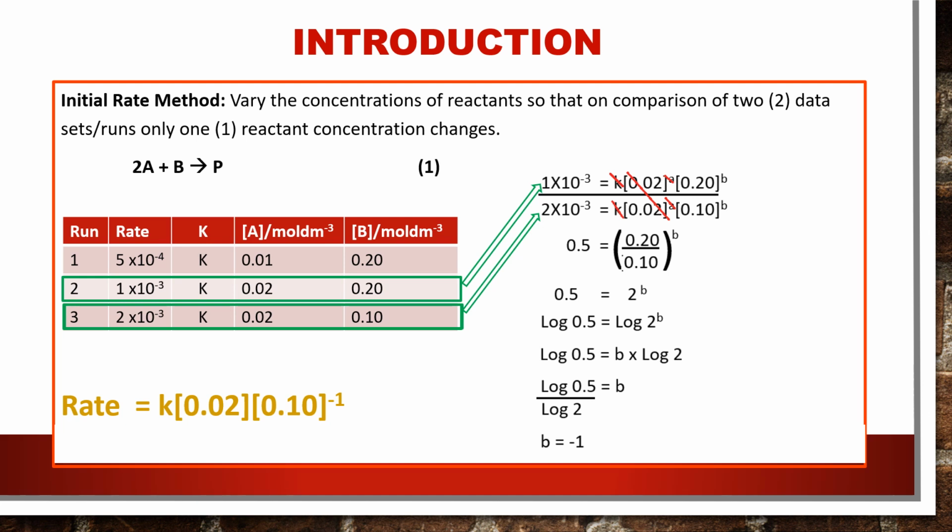For this, it is run 2 and 3. Now the order with respect to B is -1. Please note that the orders with respect to a reactant can be negative, and you will discuss the implication on the rate of reaction when this occurs in your lab write-up. This gives the rate law for this reaction as the specific rate constant times the concentration of reactant A raised to 1 times the concentration of reactant B raised to -1.